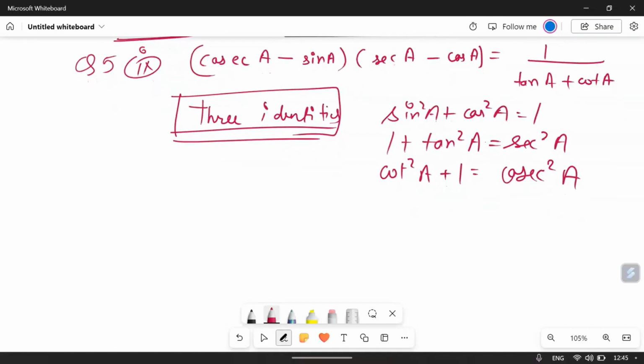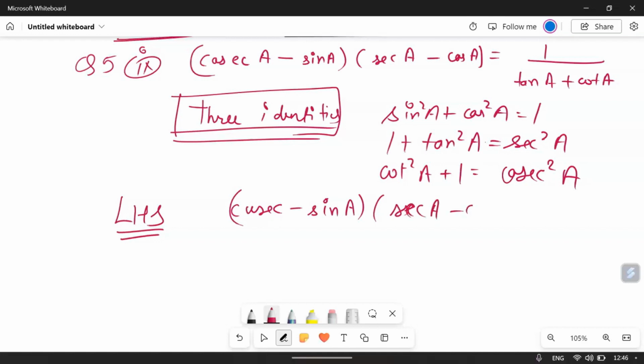Now we will start with the LHS. LHS is cosec A minus sin A, multiplied by sec A minus cos A. Let's go ahead with cosec A. As we know the simple method, convert every other function in terms of sin A, cos A. If not, we cannot use these identities.